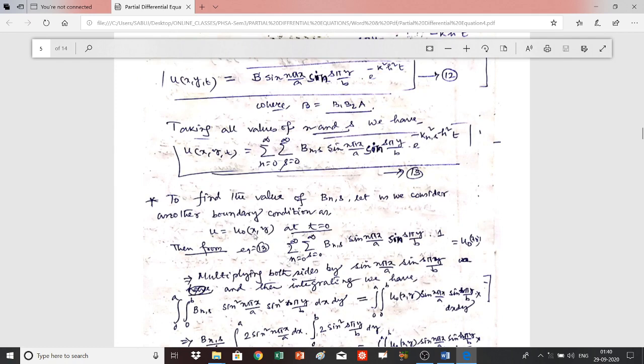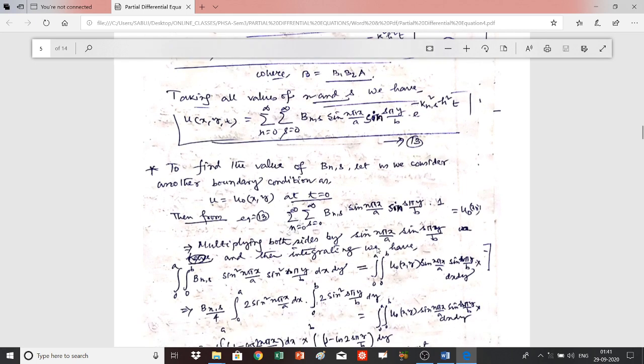When t is equal to 0, then u is equal to u0(x,y). Consider this the boundary condition. Then from equation number 3, you just write t equal to 0 in this expression. That will give you the sum over n equal to 0 to infinity, s equal to 0 to infinity, b_ns sin(n pi x by a) sin(s pi y by b) into 1. The term related to t will give you 1. So it is equal to u0(x,y).